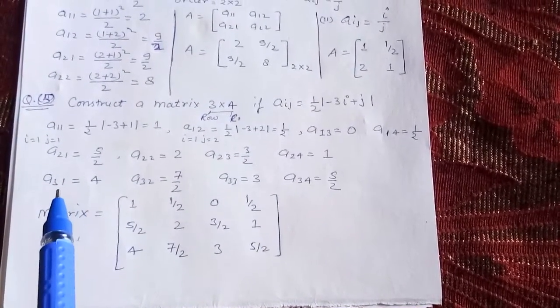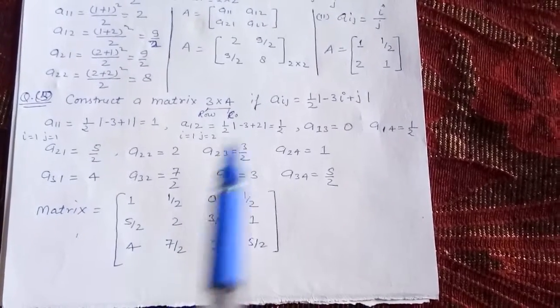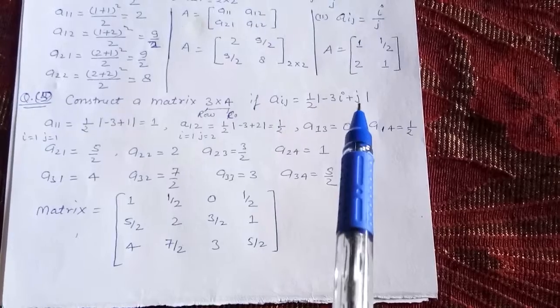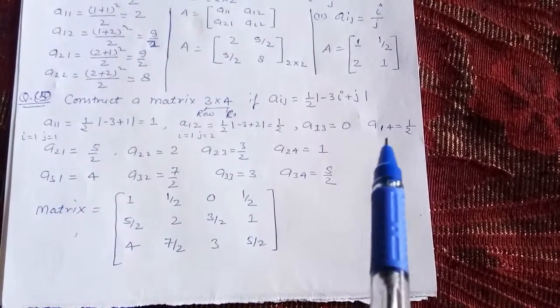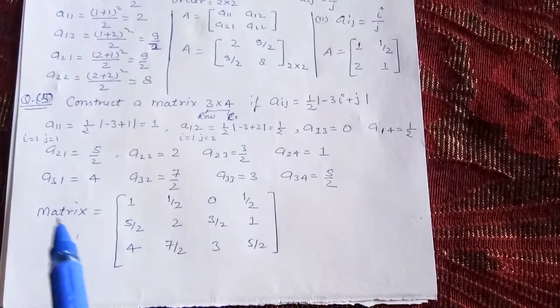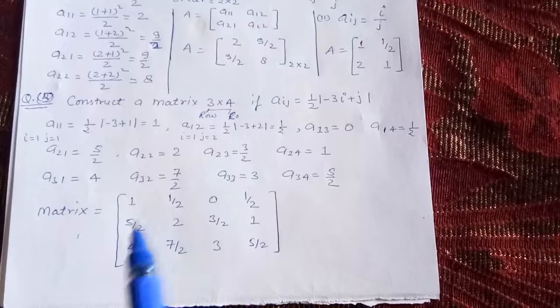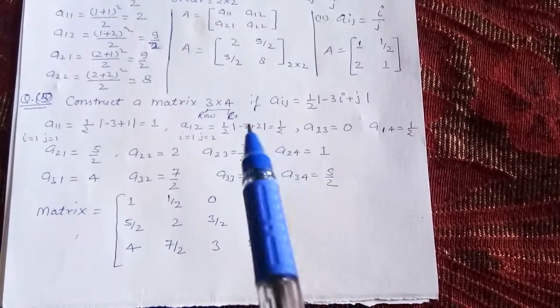i equals 3, j equals 1. Put the value here. We will get 4. 3 2. i is 3 and j is 2. That will be this one. 3 3. We will get 3. Last, 3 4, that will be 5 by 2. So our matrix will be 3 by 4, means 3 rows and 4 columns, right?